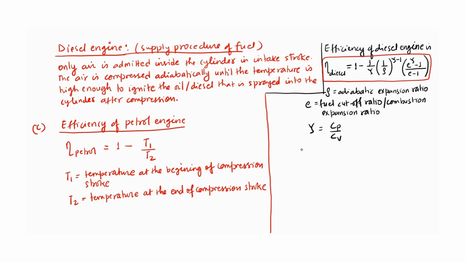Now for the same compression ratio, the efficiency of the petrol engine, or it is also called the Otto cycle or Otto engine, is more than that of the diesel engine.